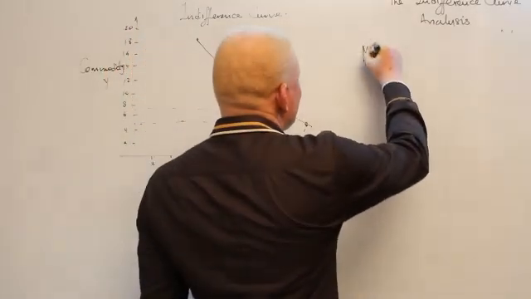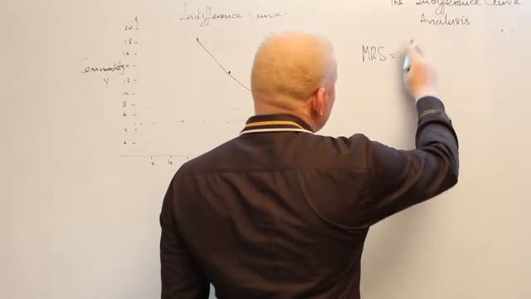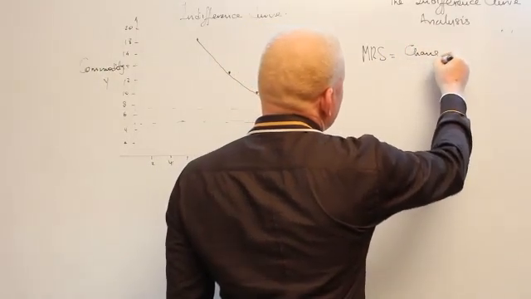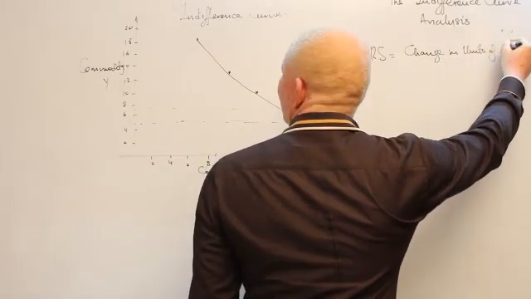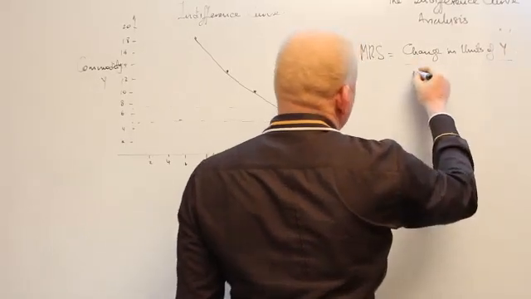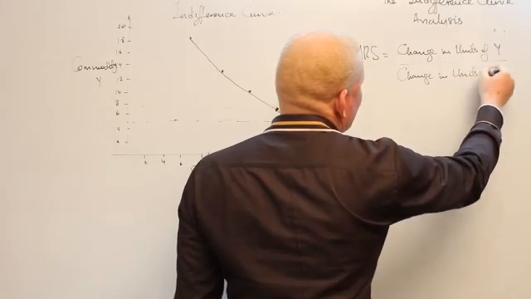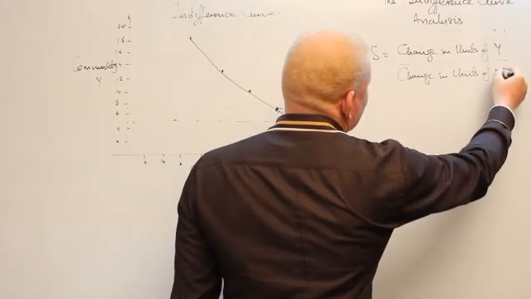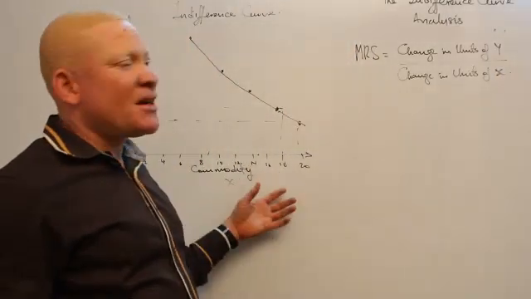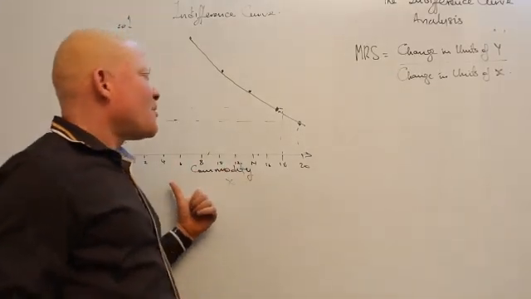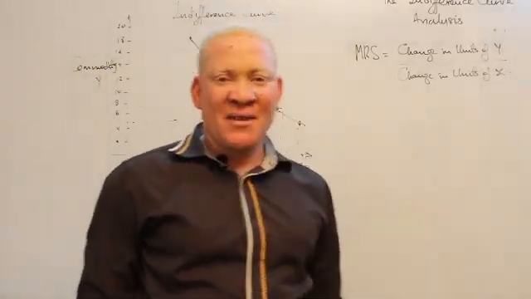And marginal rate of substitution, MRS, is equal to the change in units of Y by change in units of X. So when you do that, it gives you the rate at which how many units of X goes for 1 unit of Y, and how many units of Y goes for 1 unit of X.